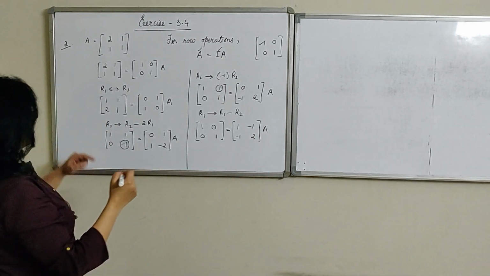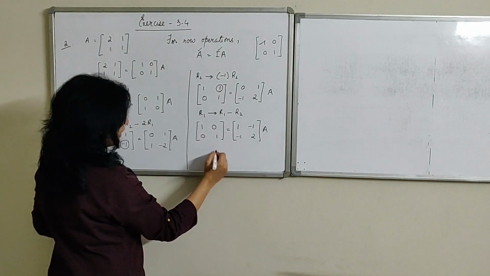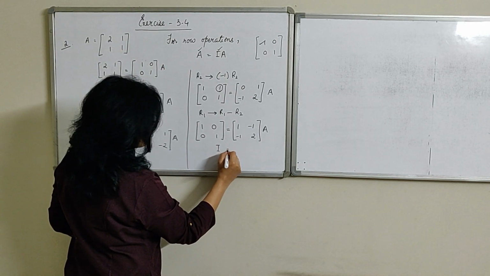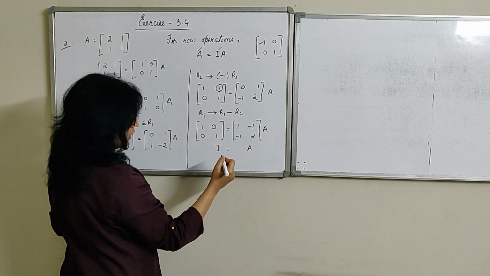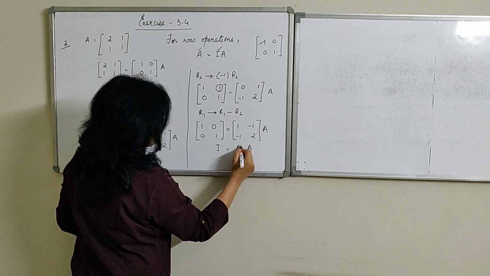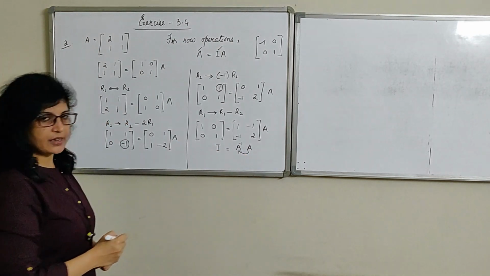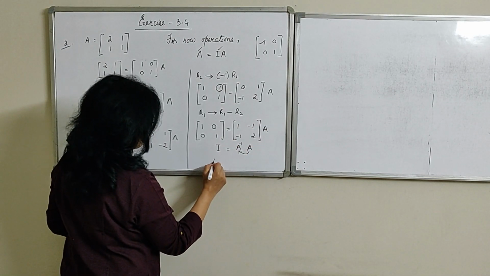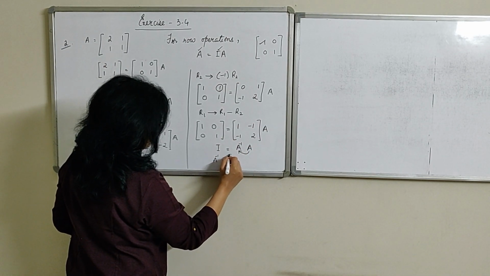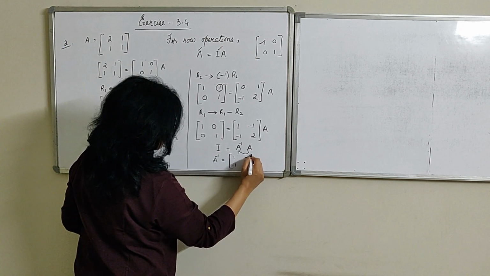So we started with an equation of the kind A equals IA. Finally, what we are getting here is the identity matrix, which is some matrix multiplied by A. We have studied in the previous classes also that a matrix multiplied by its inverse gives us the identity matrix. So this is how we say that this is the inverse matrix. Hence the inverse matrix is this.